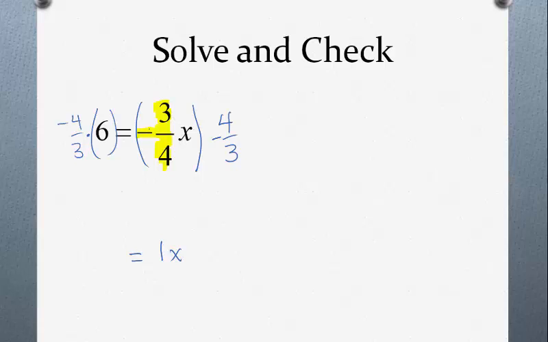So on the right side, this negative times this negative is positive, and the coefficient turns into 1 because those are reciprocals. Then on the left side, if I want, I can multiply across the top and across the bottom, or I can cancel the 3 and the 6. Either way, negative 4/3 times 6/1 turns out to be negative 8. So my solution in this one is x equals negative 8.